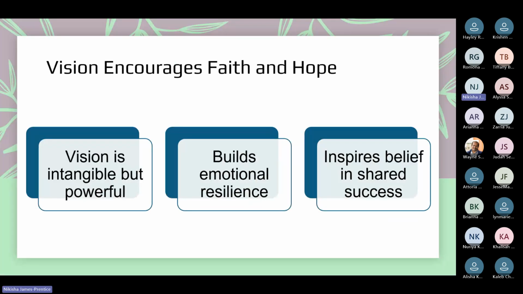Vision encourages faith and hope. A strong vision inspires belief in a better future, even when it cannot yet be seen or proven. It appeals to people's emotions and deeper human needs to feel valued, purposeful, and capable of making a difference. By creating faith and hope, a leader's vision motivates commitment and action, empowering people to work toward what seems impossible.